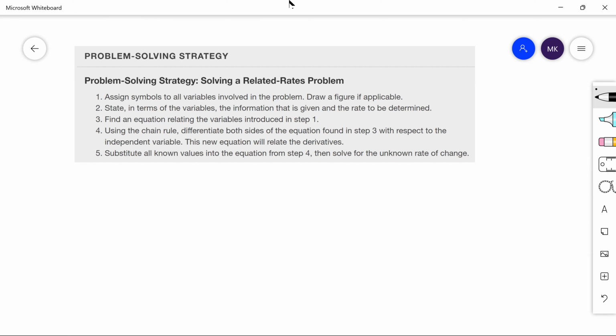Once we have that, if we can get a nice picture drawn so we can have a good visual of what's going on. And then from there, we want to try to figure out, in terms of the variables, what information we know from the problem and what we're looking for. Once we've found that, this says using the chain rule, but it's using implicit differentiation is really what it's doing. Using implicit differentiation and chain rule to take the derivative of both sides of whatever equation it is you're trying to find, substitute things in and solve.